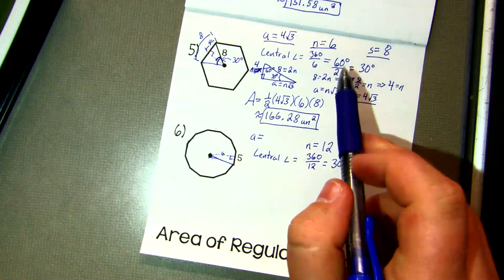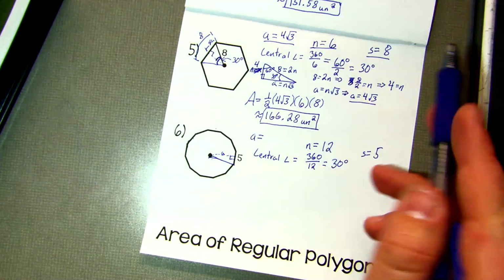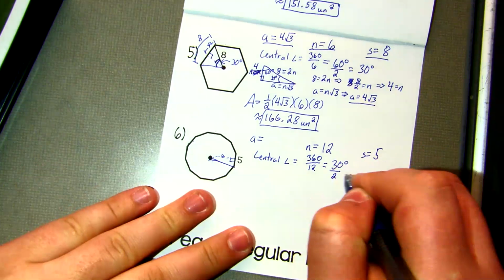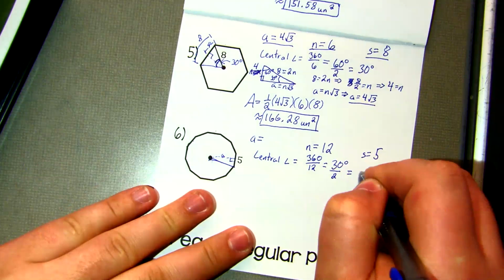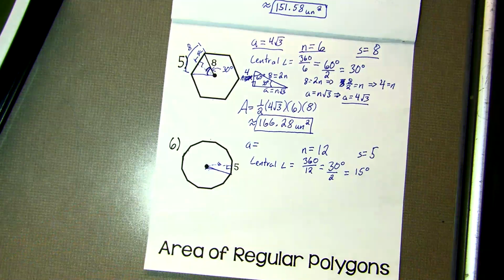Again, if we look at this last one, we didn't just use our 60. We had to divide it by 2 again. So let's do that one more time. You divide by 2, you get 15 degrees. That's looking better.